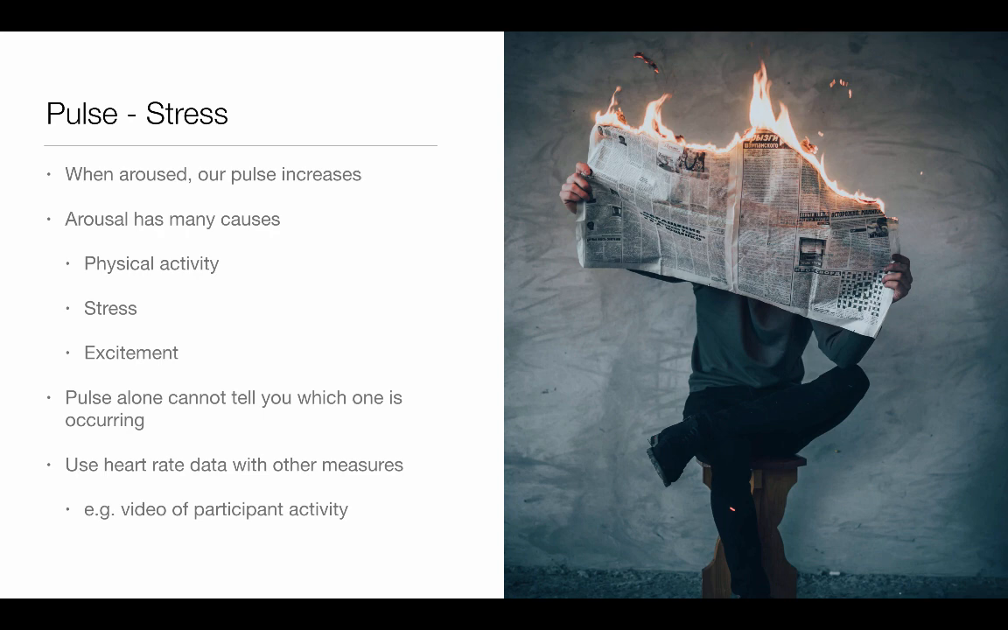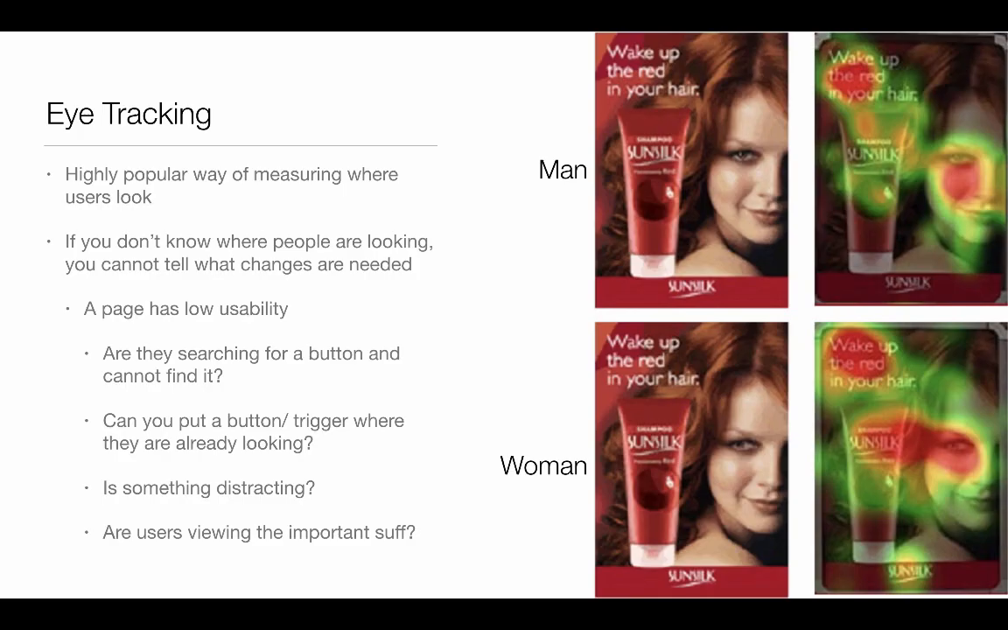The next one, however, is very well used, which is eye tracking. So eye tracking is a very popular way of measuring where people look. Now, if you don't know where people are looking, you can't always see what needs to be changed. So if a page has low usability, somebody might be searching for a button. They can say, well, I'm trying to find this button that will do this thing. Or maybe they are trying to do a task where something's distracting them, pulling their eyes away, and that needs to be designed out. And they also have to say, well, are people looking at important or unimportant things?